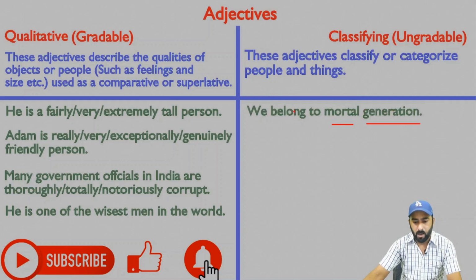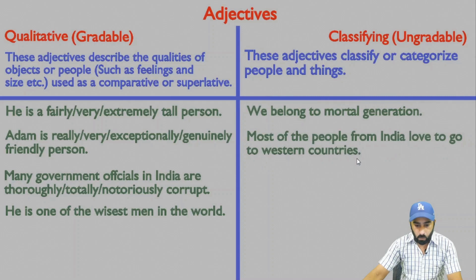We cannot say that we belong to a very mortal generation. We cannot say we belong to an extremely mortal, really mortal generation, because this adjective is making the generation, placing the generation in a particular class. So that's why this adjective is classifying or ungradable. Okay, so let's move on to another example.